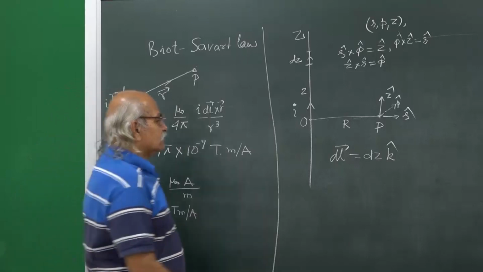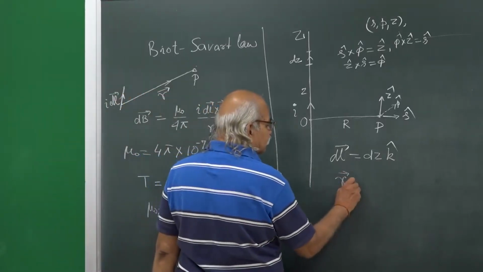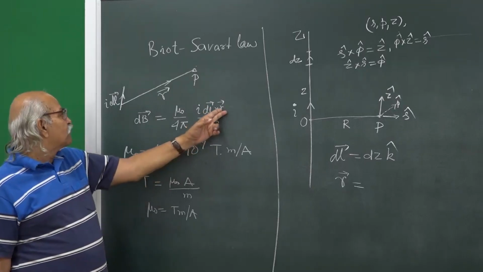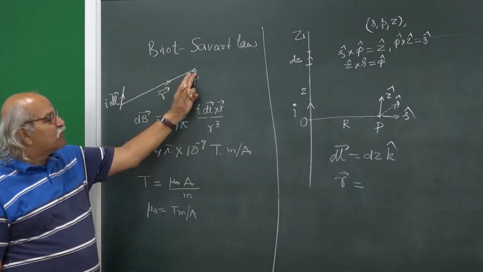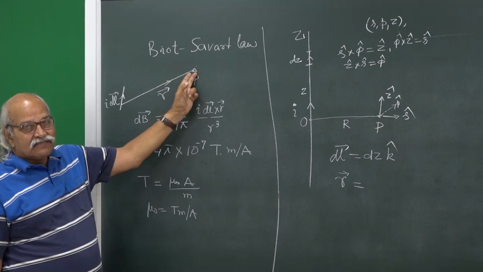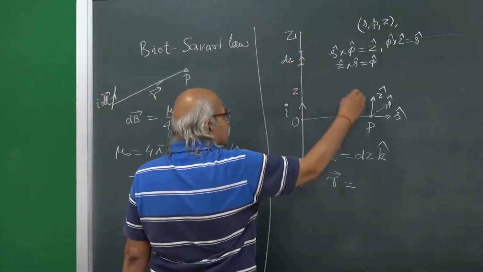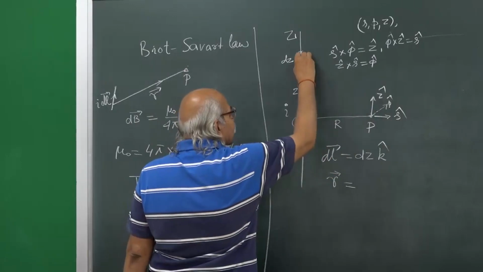What is this r vector? This is the vector from the current element to the point where the field is needed. So here is the current element, here is the point, and this is our r vector.